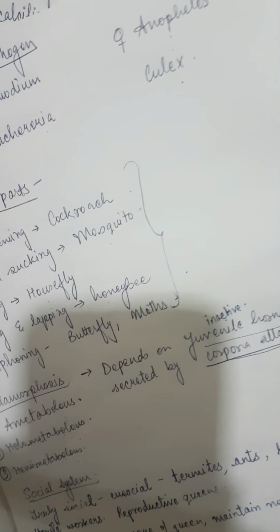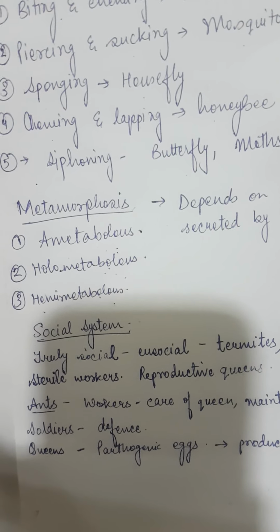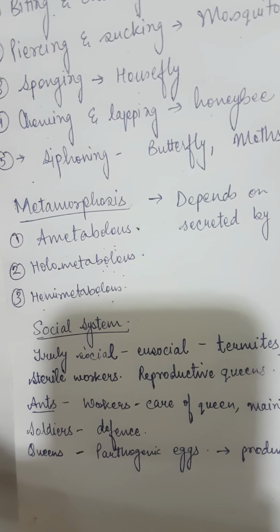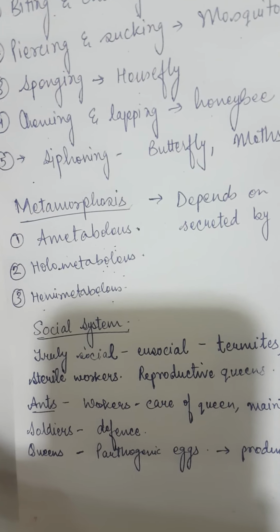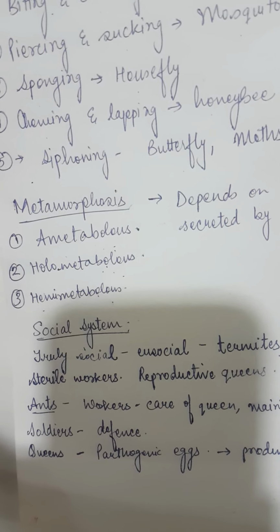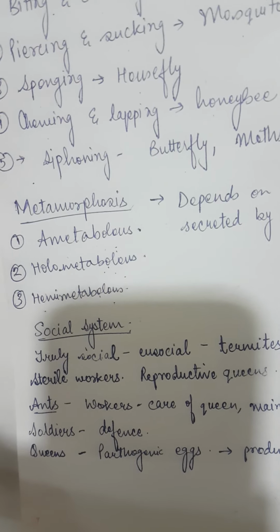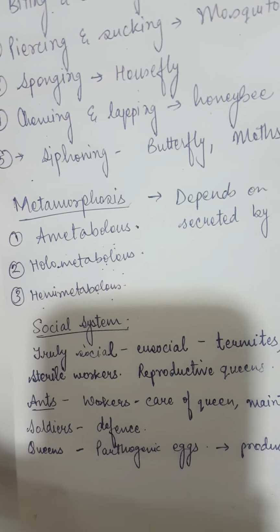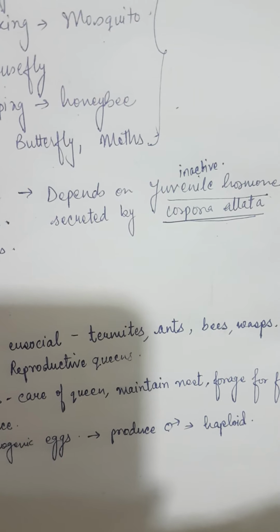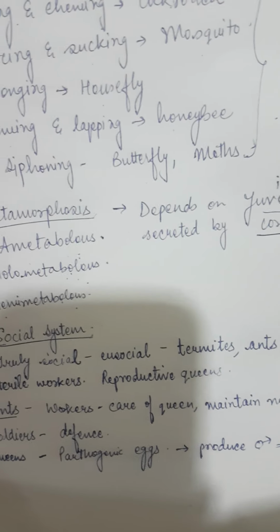And in the case of holometabolous development, which is complete metamorphosis, the egg will develop into a larva, which will further develop into a pupa and will finally form an adult. This can be seen in the case of butterflies, moths, silkworm, honeybee, housefly, ants, wasps, etc. And as I said, the metamorphosis depends on the juvenile hormone, which is secreted by corpora allata.